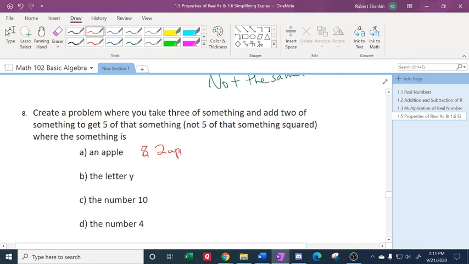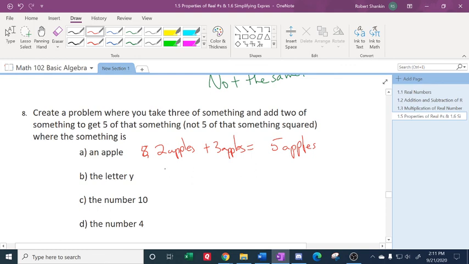2 apples plus 3 apples. Do we write 5 apples squared, or do we just write 5 apples? Notice we're just adding these two, and we're not combining the apples. We're just saying 5 apples.